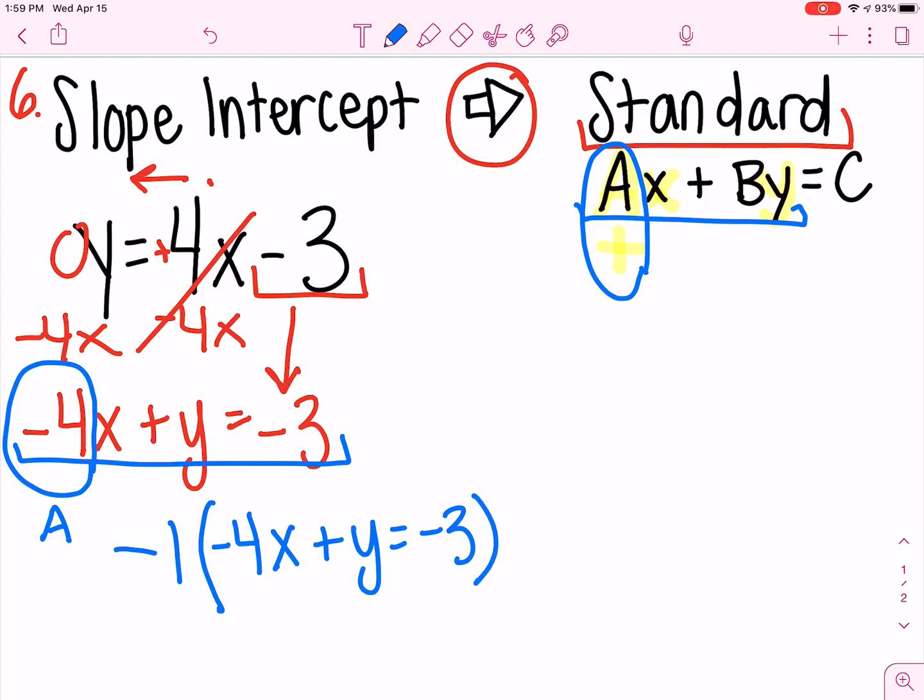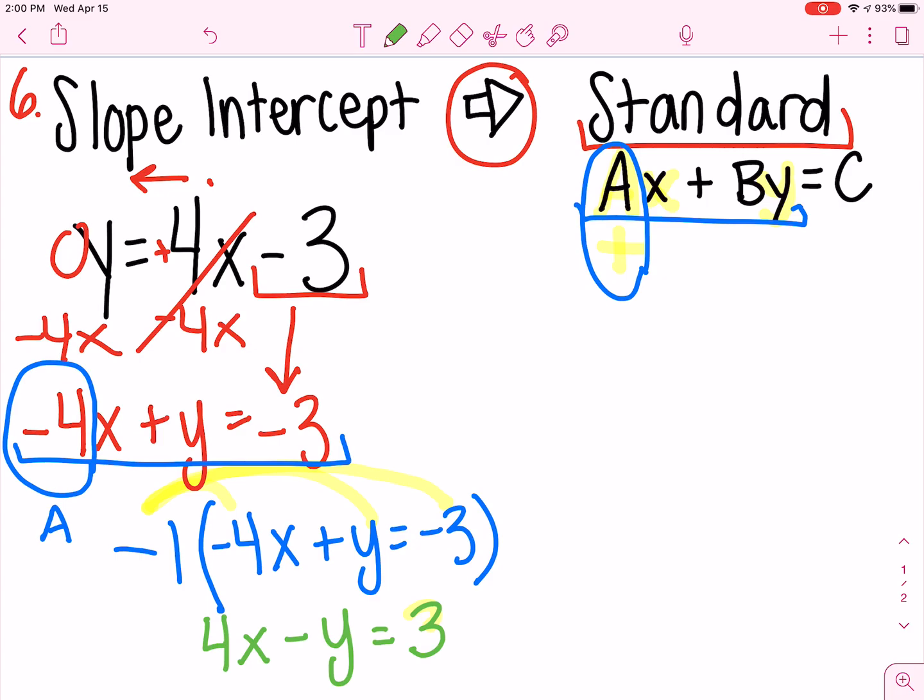Okay, now I need to distribute or multiply everything. Negative 1 times negative 4x will become a positive 4x. Negative 1 times a positive y will become a negative y. And I still have to distribute to that last part. Negative 1 times a negative 3 will become a, oops, forgot to switch here, a positive 3.